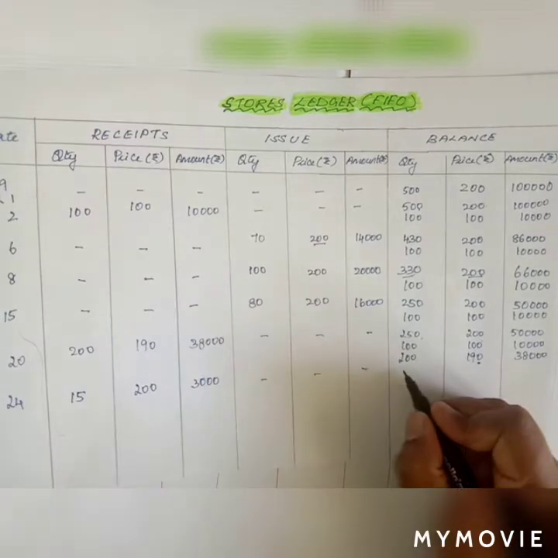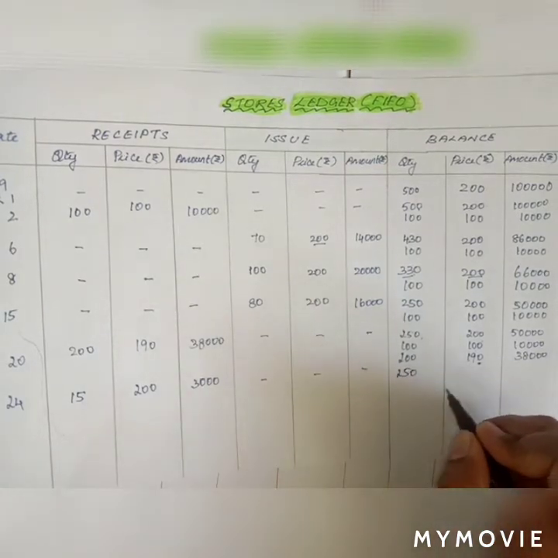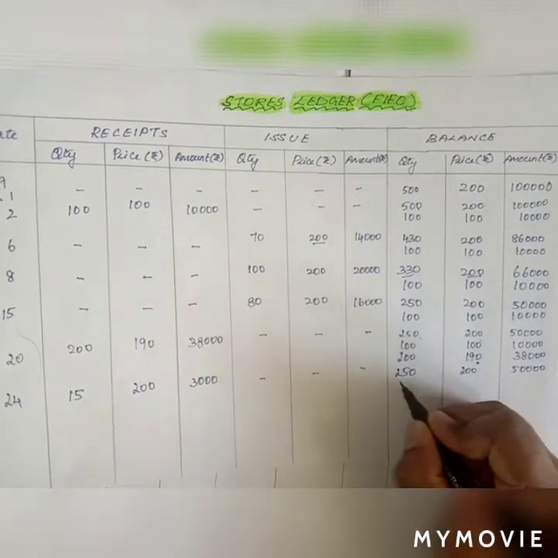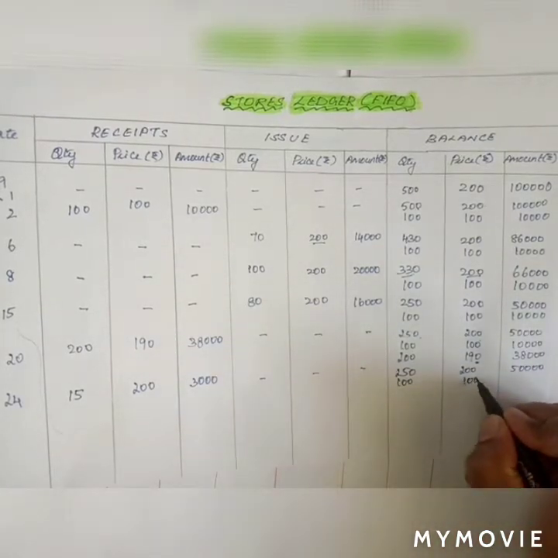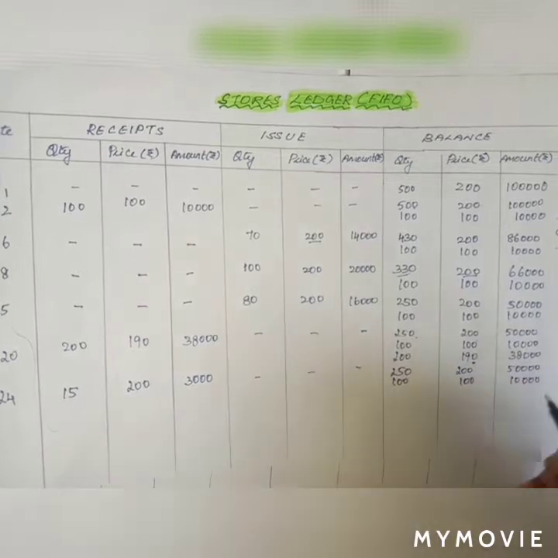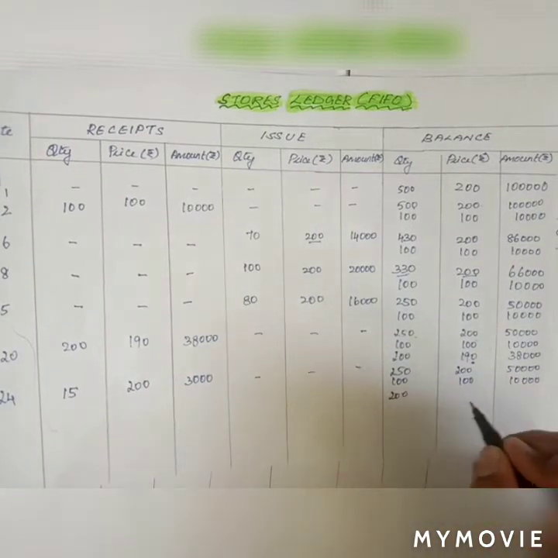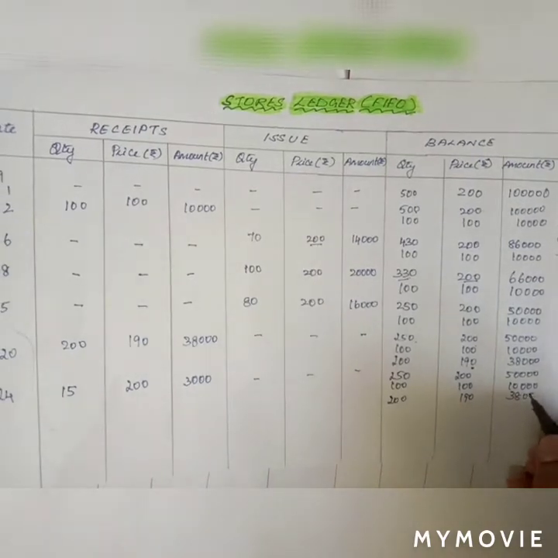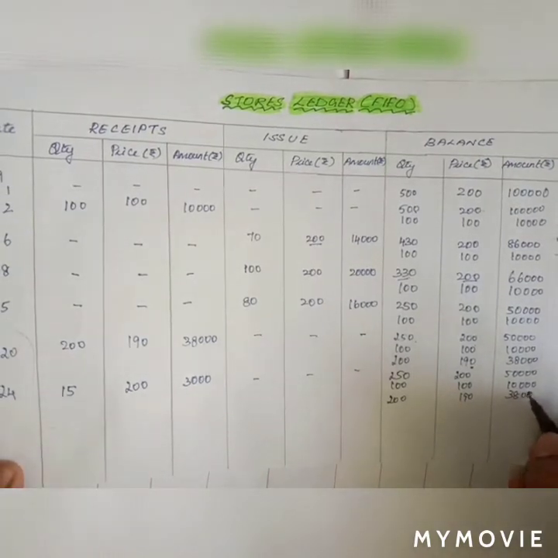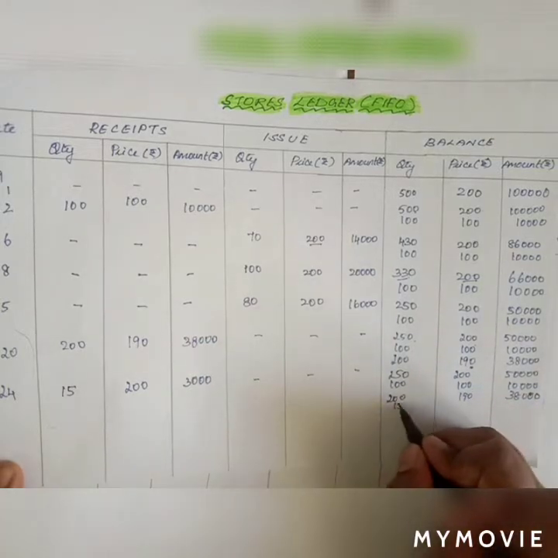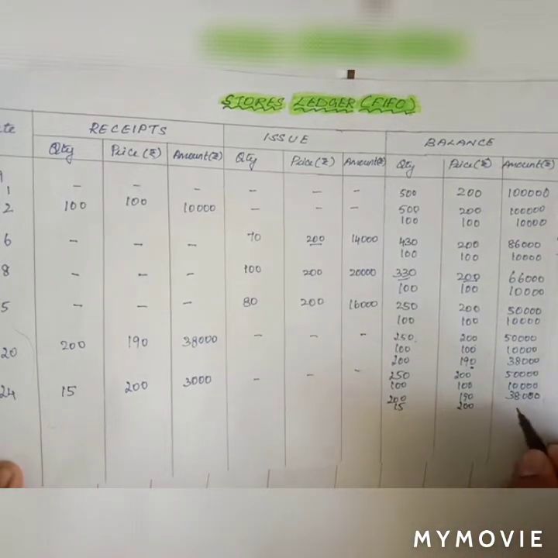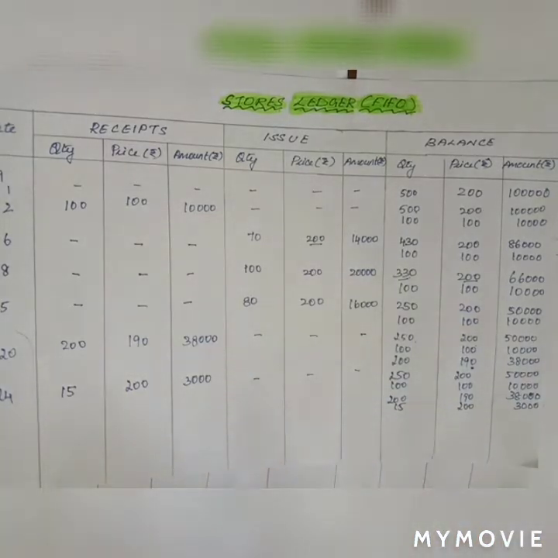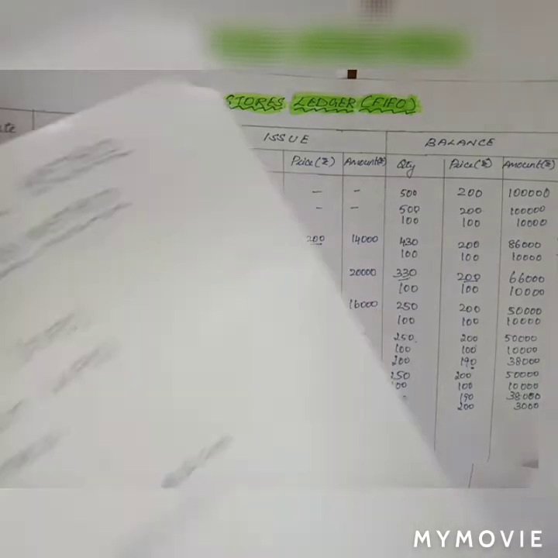Now, already you have 250 units of 200 rupees each, 100 units of 100 rupees each, 200 units of 190 rupees each, and now this 15 units of 200 rupees each. So this is the balance as of now. Okay, now we see the question.